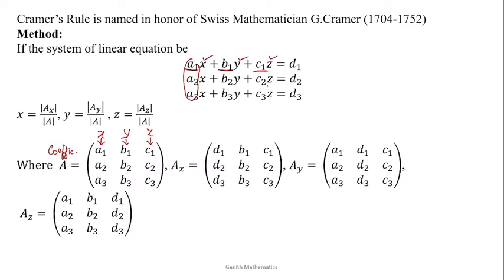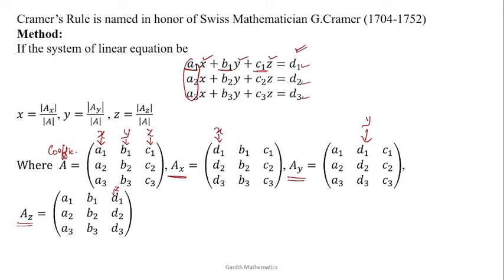Then the next one is Ax. In Ax, take the first column, which holds the coefficients of x. Instead of the coefficients of x, you have to write the constant values d1, d2, d3 in the first column, that is, the x coefficient column. If it is Ay, you write them in the second column, the coefficient of y column. If it is Az, you write them in the third column, the coefficient of z column. Hope you understand it well.